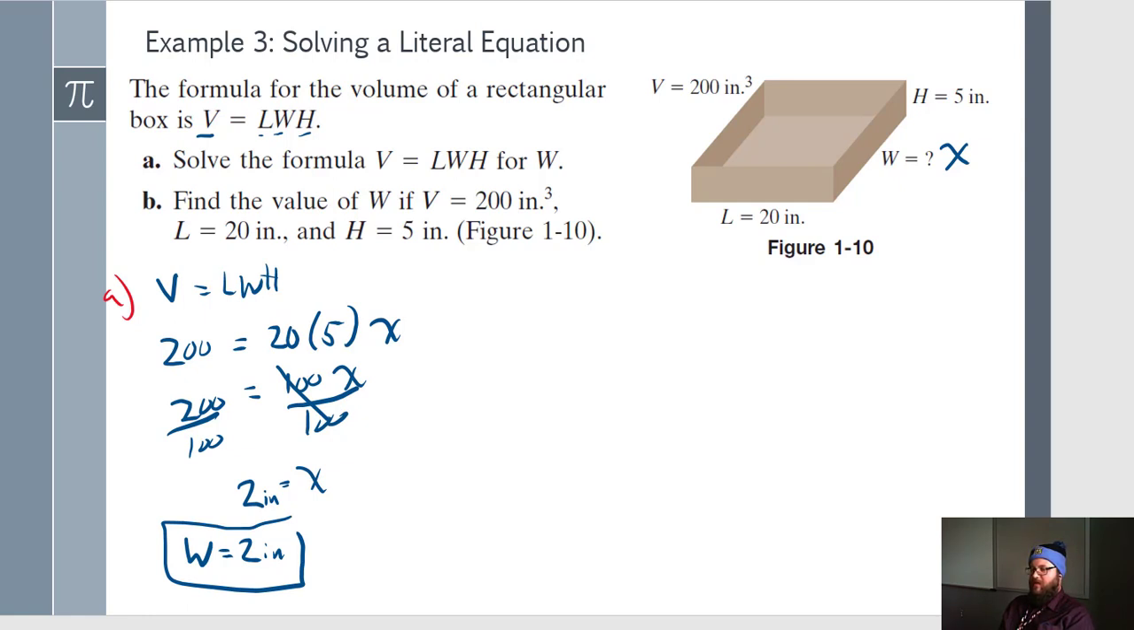For b, it says, find the value of w if the volume is 200, length is 20, and h is 5. Oh, we just did part b. Okay. All right, I see what they wanted to do. Okay, so let's erase this real quick, because I did the second problem first.